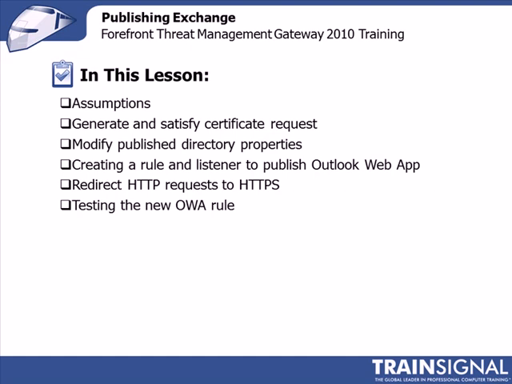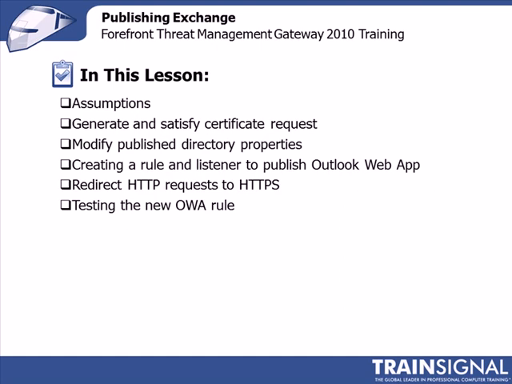So in order to make sure that we scope this appropriately, we're going to start with a key set of assumptions. Now, one of the biggest challenges with Threat Management Gateway in a lab environment is the use of certificates. So I'm going to show you how you can generate and satisfy a certificate request in Exchange using an internal certificate authority, although we're not going to go through installing the certificate authority. I'll give you a hint though, it's not that hard.